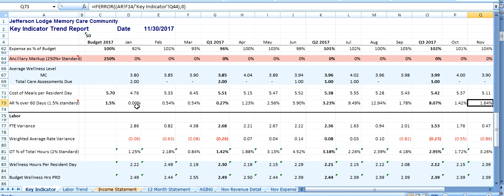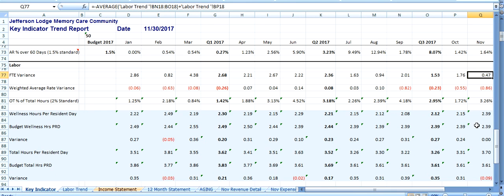Accounts receivable, percent over 60 days. You want to be under 1.5. Again, all these definitions are in the glossary. Looks like 1.64% of all the money I'm supposed to collect is past 60 days. In one of the videos on the aging report, you'll see that you look at that, find out who those people are and why they're not paying. You're going to want to have action plans on how you're going to collect that money when you're on the call.